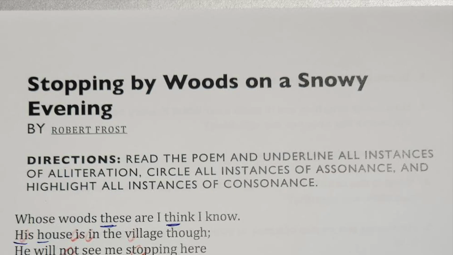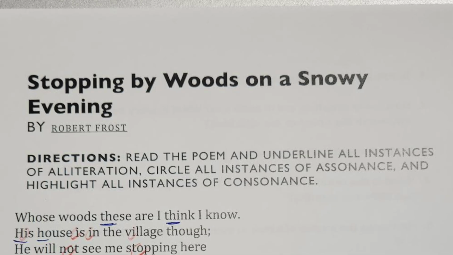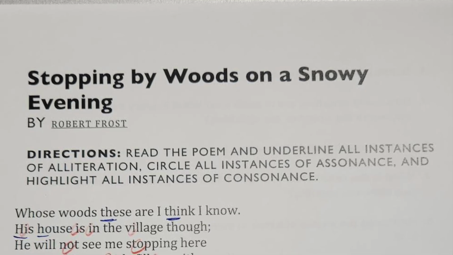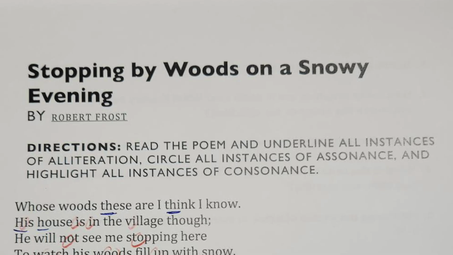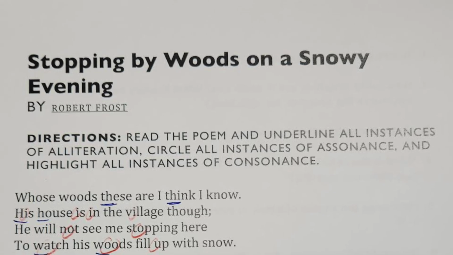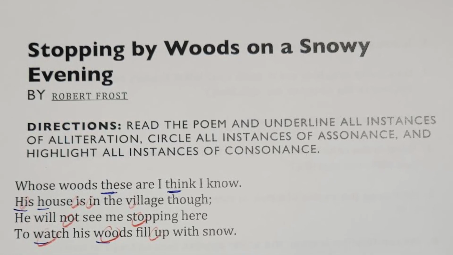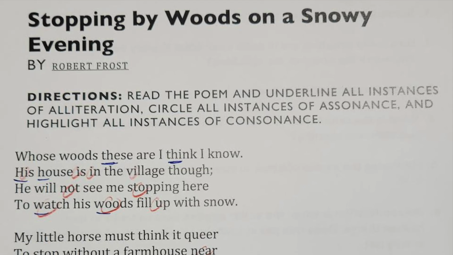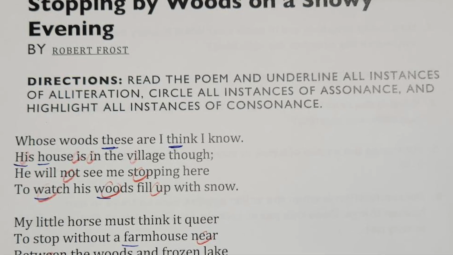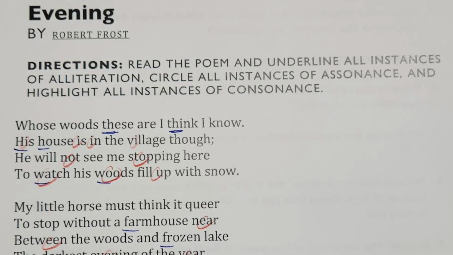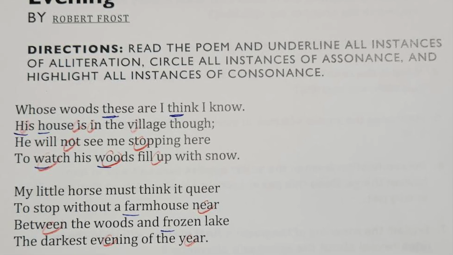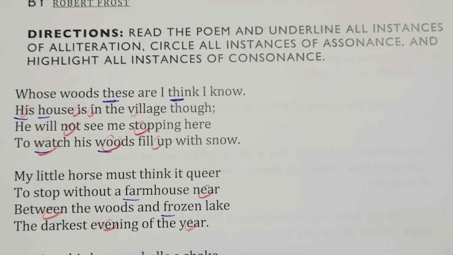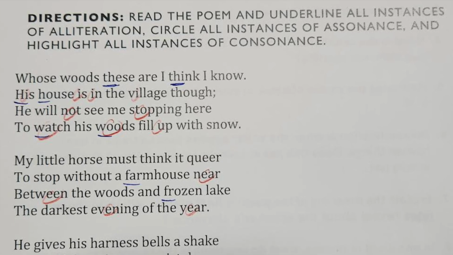Moving on to assonance. For example, in the first stanza, like I said, is and in, that village, think, that's a lot of short I sounds. You've also got not and stopping. He will not see me stopping here. If you continue down into the second stanza, near, between, evening, year, that E sound.